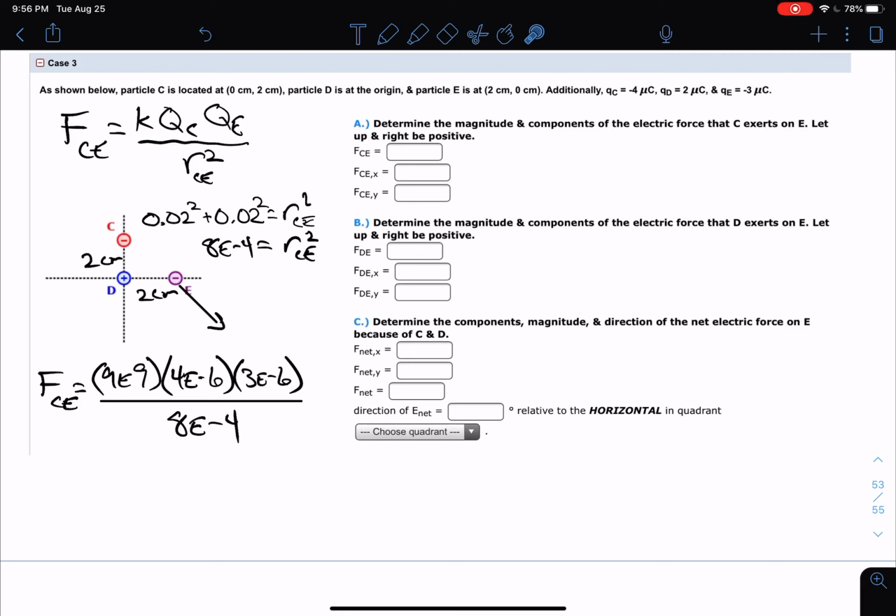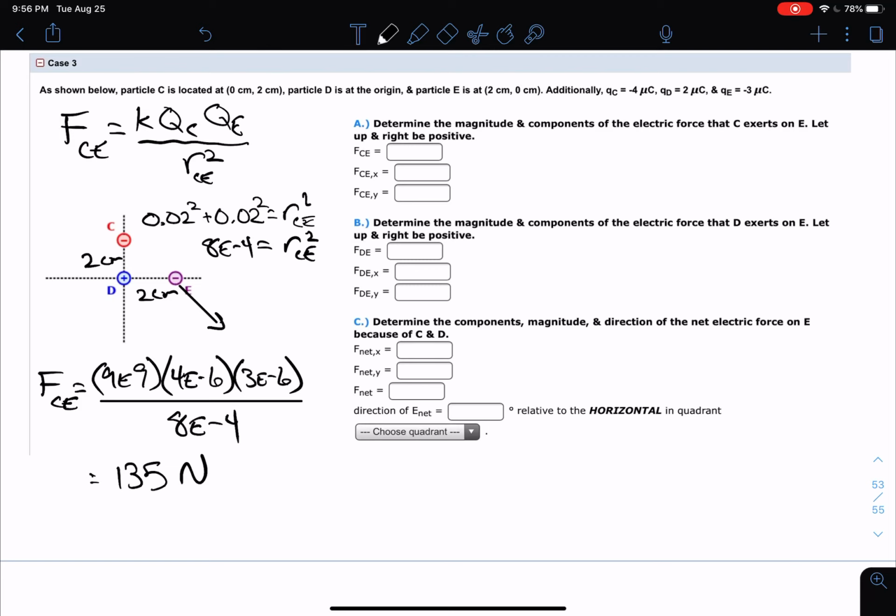I get 135 newtons. So now I know the magnitude. Once I know the magnitude, okay, now I can go through and I can figure out the components.